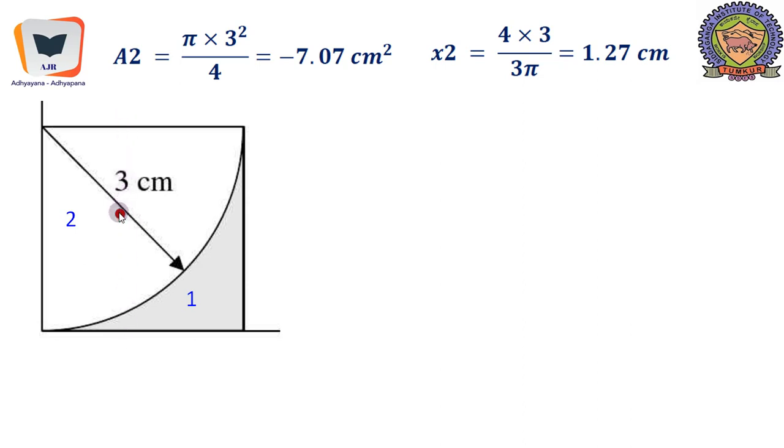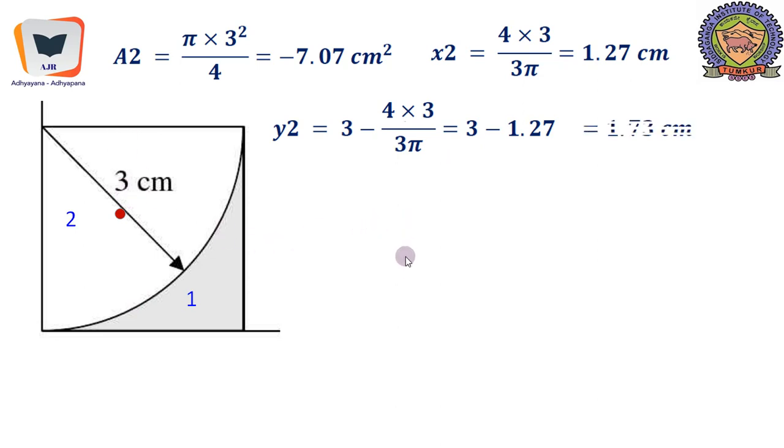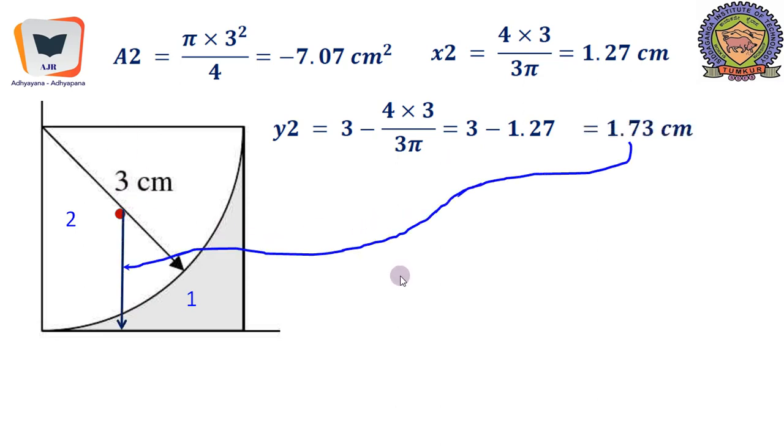Therefore we will find this value, and we will deduct it from 3, because from here till here it is 3, and from here till here it is 4r by 3 pi. Therefore 3 minus 4r by 3 pi will give us the y distance of the centroid of the quadrant of a circle from the reference x-axis. So y2 is 3 minus 4r by 3 pi, which gives 1.27, that is 1.73 centimeters. And from here till here upwards is 4r by 3 pi.